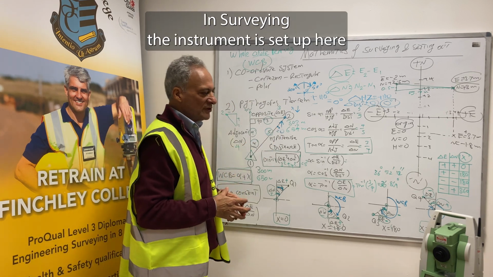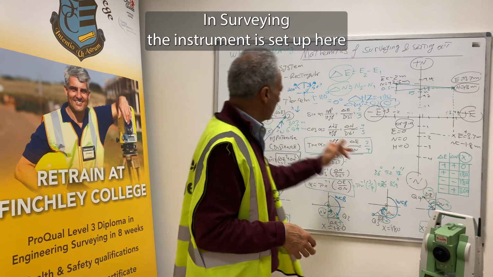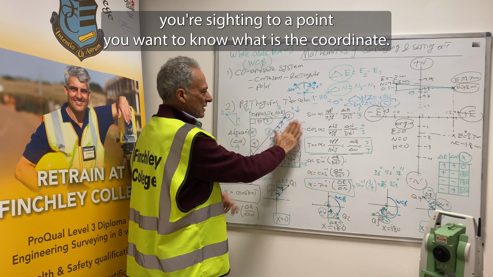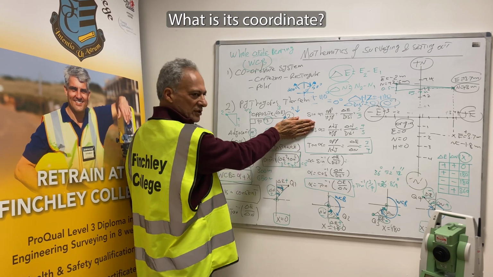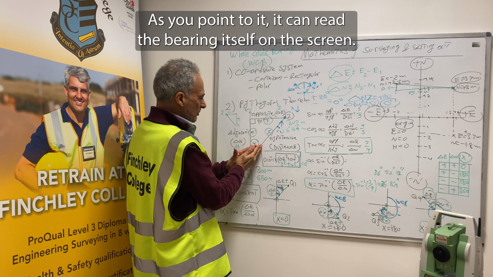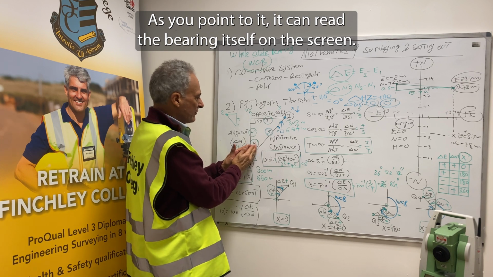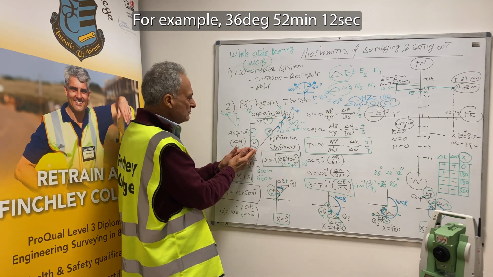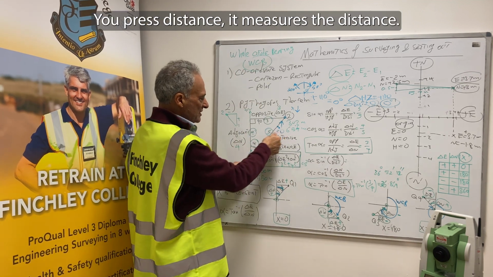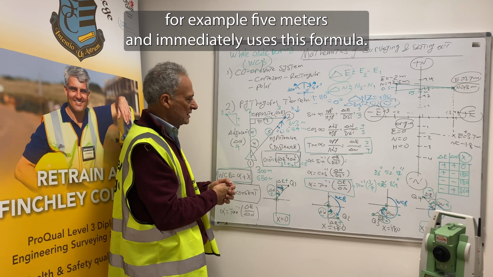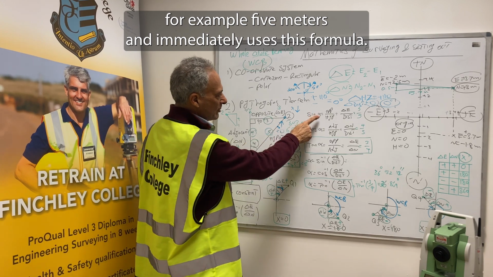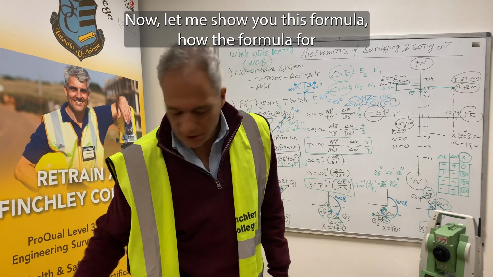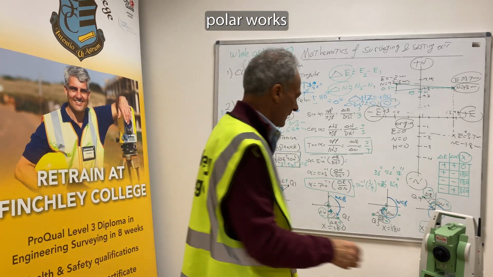So what are we doing in surveying? In surveying, the instrument is set up here. You're sighting to a point. You want to know what its coordinate is. We don't know its coordinate. What is its coordinate? As you point to it, the instrument can read the bearing itself on the screen, for example, 36, 52, 12. You press distance, it measures the distance, for example, 5 meters, and immediately uses this formula. Now, let me show you how the formula for polar works.